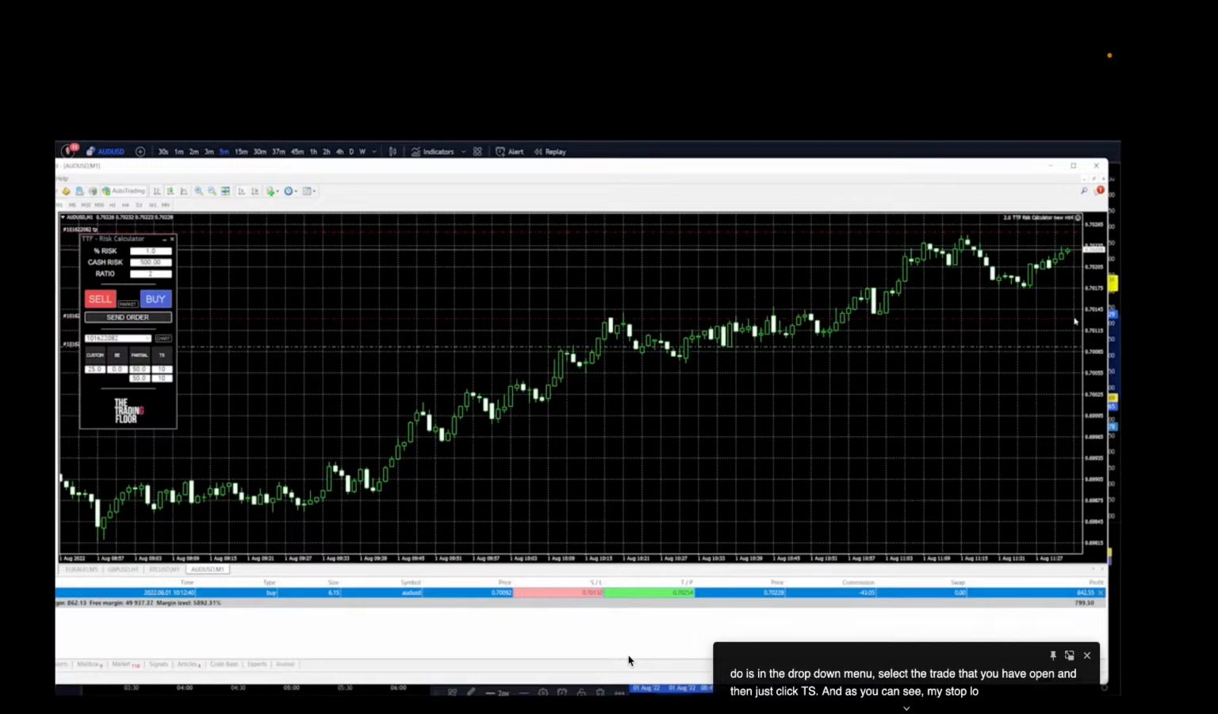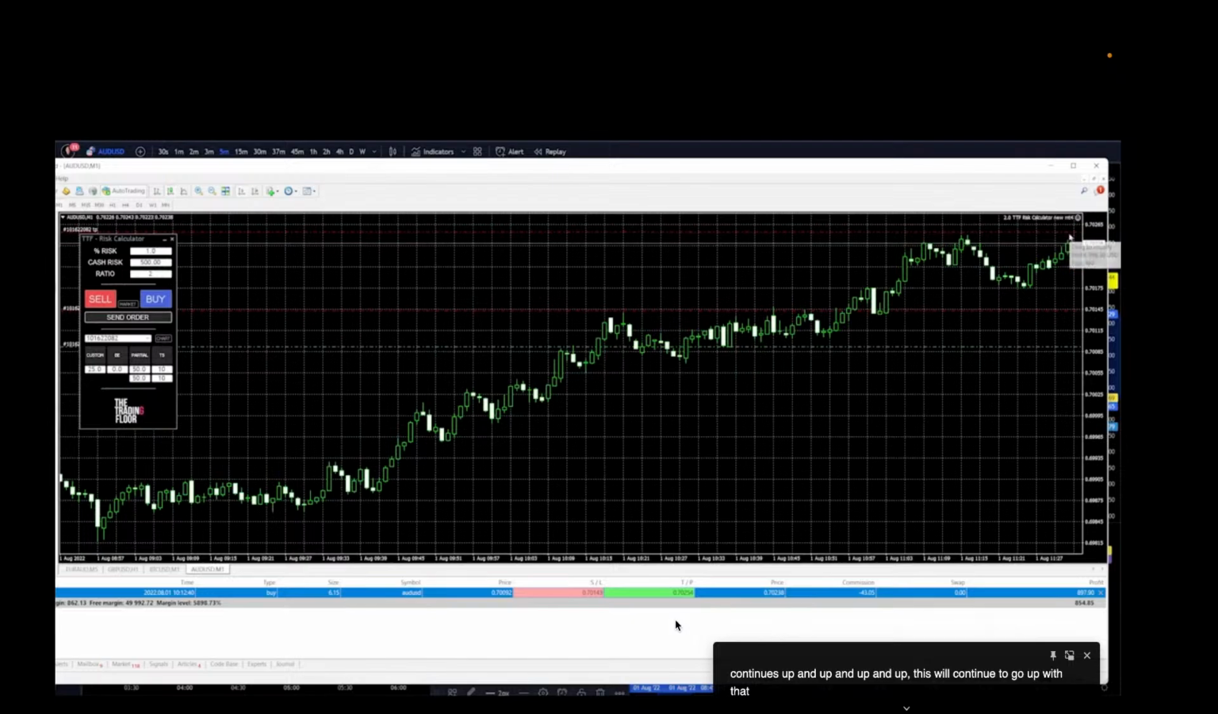And as you can see, my stop loss line right here is now going to stay at this level. And if price keeps dropping, which would be exactly 10 pips, my trailing stop loss would be hit. If it continues up and up and up and up, this will continue to go up with that until it has retraced 10 pips. See how as the price moved up, the stop loss moved up? This will continue to go up and stay 10 pips to this candle or wherever the price goes.